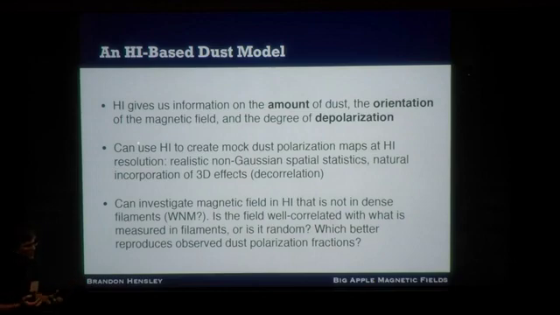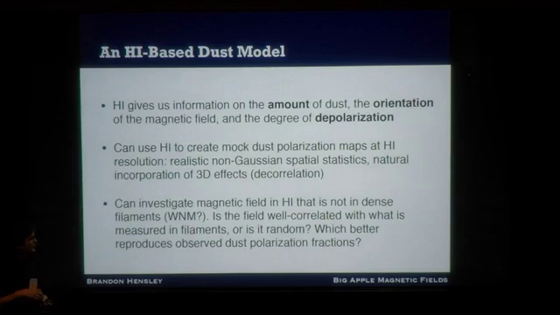And so there's a few things that we can think about doing with that. One is that we can use the HI data in a forward modeling approach, the full velocities, et cetera, to make simulated maps of dust polarization. And that would give us things like simulated foreground maps that have non-trivial spatial statistics on small scales, which is useful for CMB lensing. It can also let us test things like how big of a decorrelation between frequencies we expect due to these 3D line of sight effects.